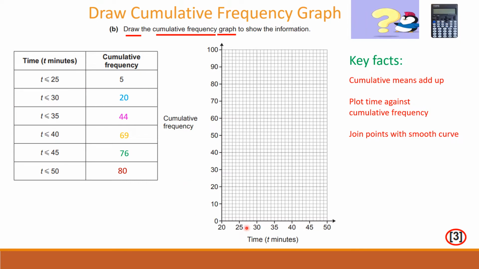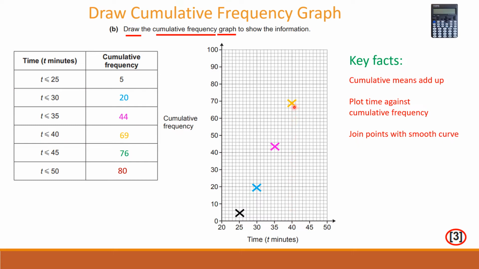So I go across 25 and then I go up 5. That's my first point. Then my next one, I go across 30, then I'm going to go up 20. Then I'm going to go from 35 to 44. So across 35, then I'm going to go up 44. That's my third point. Then I've got 40, 69. So I'm going to go across 40 up until I reach 69.